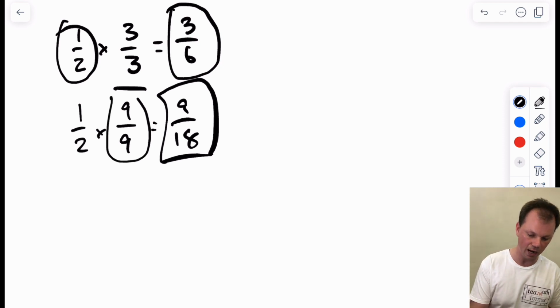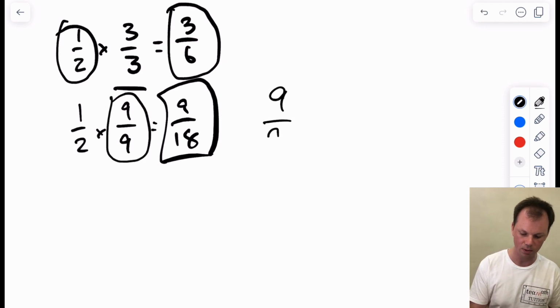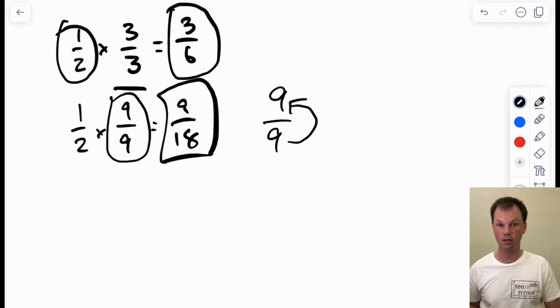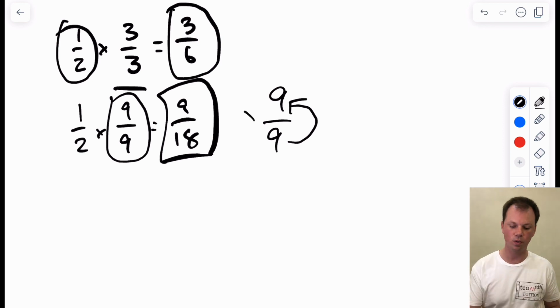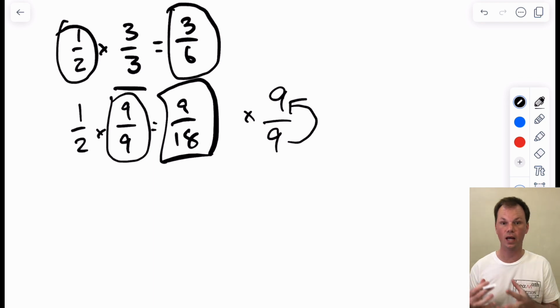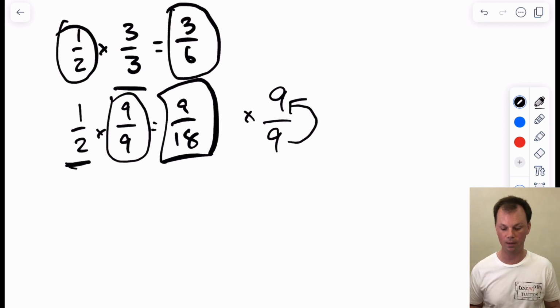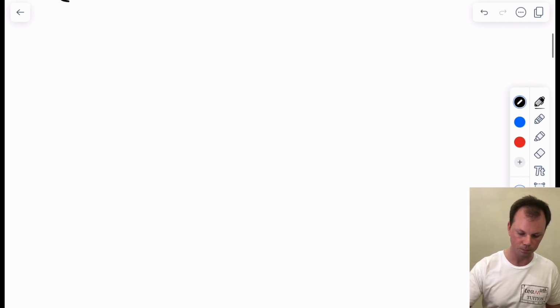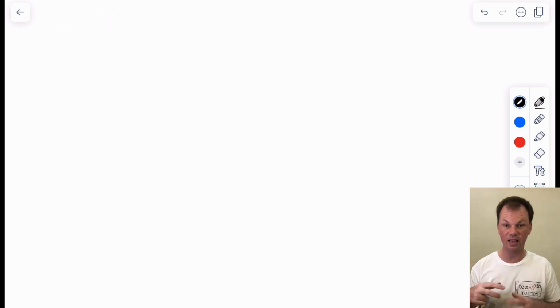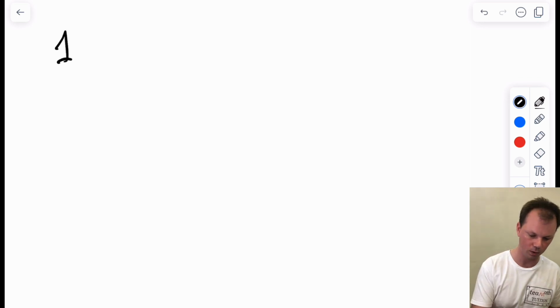They're equivalent representations, equivalent fractions. The reason why this number is 1 is because 9 divided by 9, how many times does 9 go into 9? It goes in once. So when we multiply by this, we don't actually change the value of the thing we're multiplying by. So let's have a look at a slightly different format of the number 1.